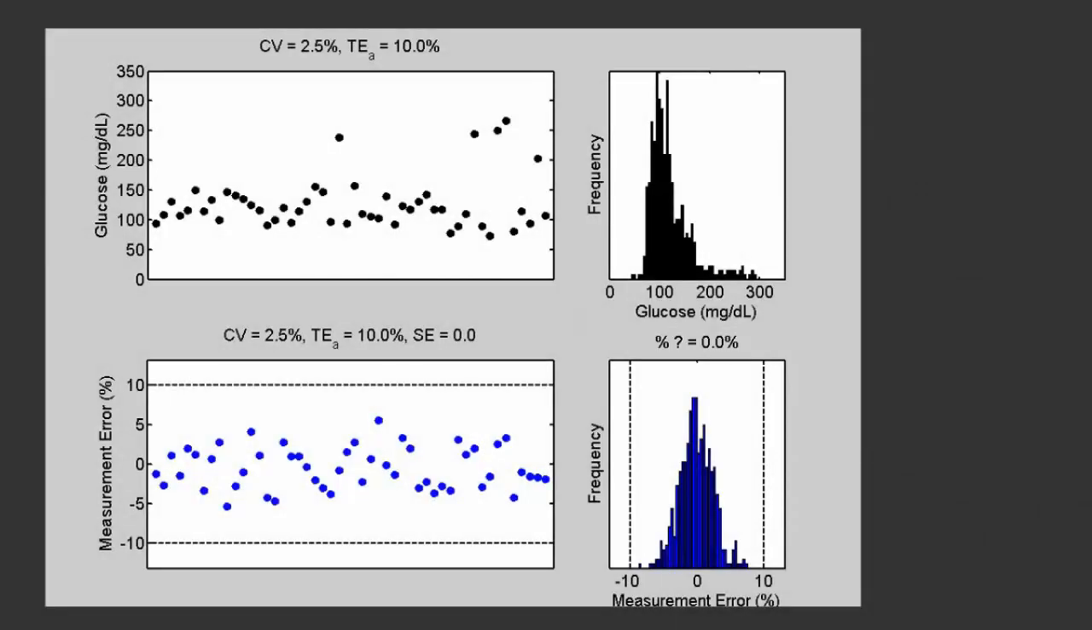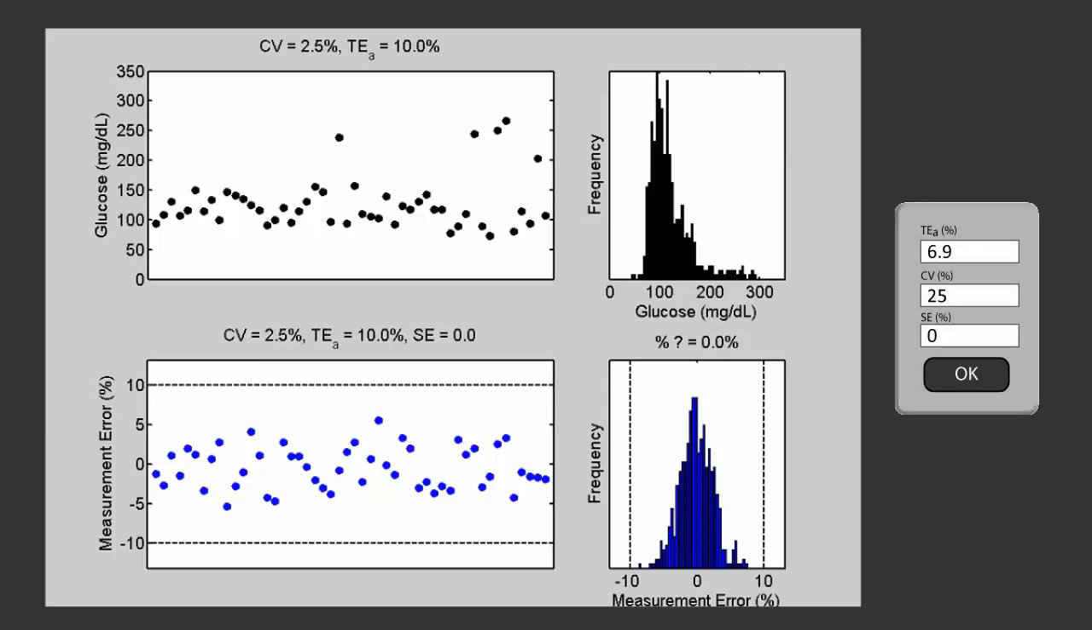Let's look at a different case. Before, we used the CLIA recommendation for our TEA, 10%. Now let's use 6.9%, a specification used in Belgium. We'll only change that parameter and then rerun the simulation.